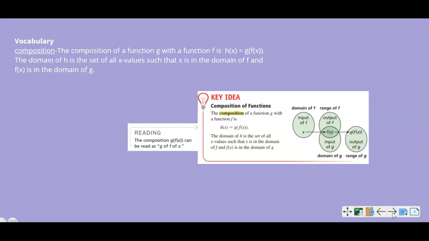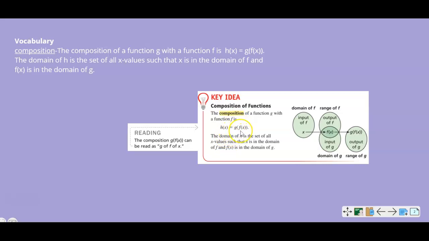There is one new vocabulary term today, composition. The composition of a function g with a function f is h of x equals g of f of x. The domain of h is the set of all x values such that x is in the domain of f and f of x is in the domain of g. All right, so what does that all mean?